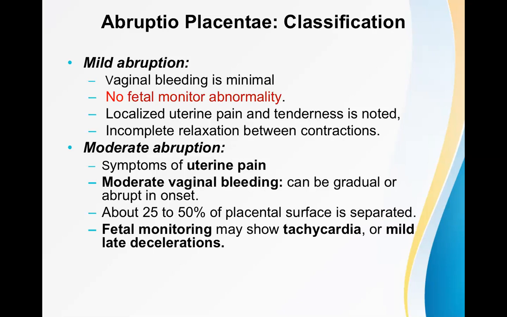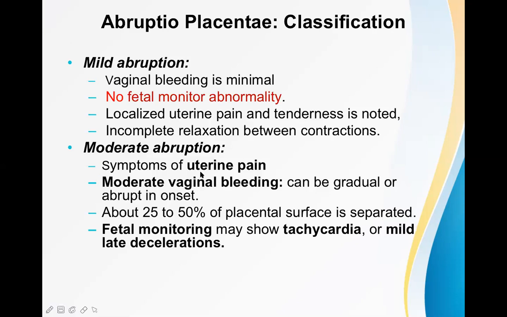In case of mild abruption, if the baby is very premature, then the pregnancy should be continued. There is no real danger to the baby, right? So you do not need to deliver the baby quickly, especially if the baby is premature. But if the baby is already full term, then no need to keep the baby inside. So we need to decide accordingly.